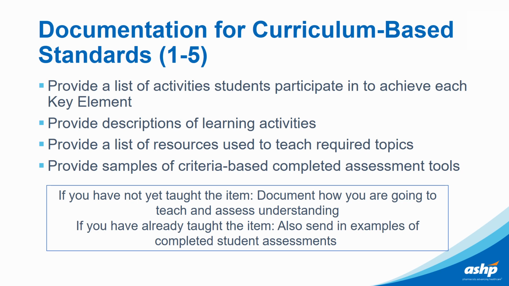It is important to follow all guidance provided to ensure that documentation for each individual standard item is complete. The next few slides will provide some tips and best practices for documenting certain aspects of the standards. Standards 1 through 5 cover many of the curriculum-based requirements for technician training programs. For each key element, provide a list of activities that students participate in to achieve each item. Thorough descriptions of all learning activities should be provided, along with a list of resources used to teach each of the required topics. Samples of criteria-based completed assessment tools, such as tests and lab assessment forms, should also be provided.